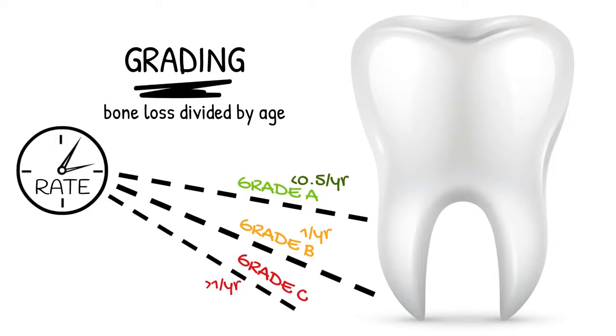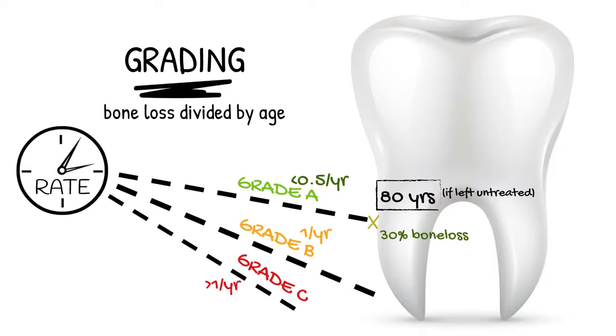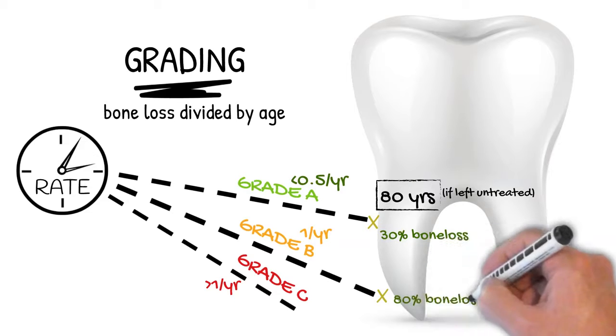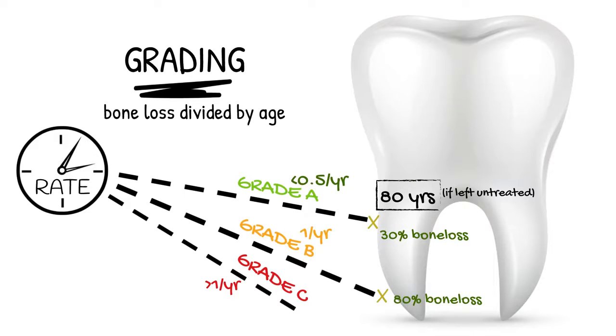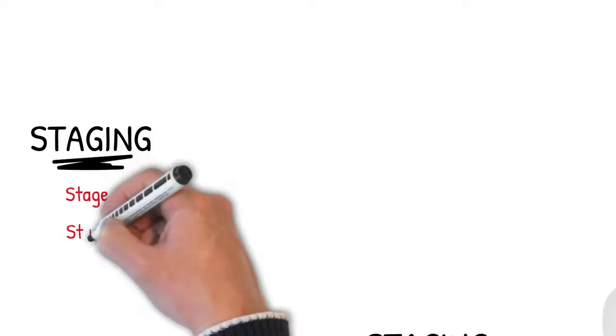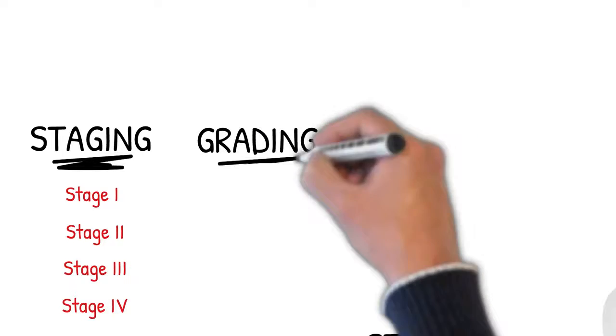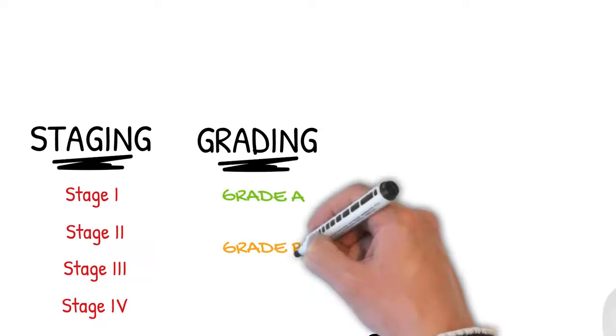To put this in the context of time, someone with Grade A bone loss can expect to lose about 30% of bone by the time they are 80. Someone with Grade B will lose up to 80% by the time they are 80, and someone with Grade C is likely to lose their teeth in their 50s or 60s, or even sooner. In summary, the new system includes staging 1 to 4 based on severity and grading A to C based on the rate of bone loss.